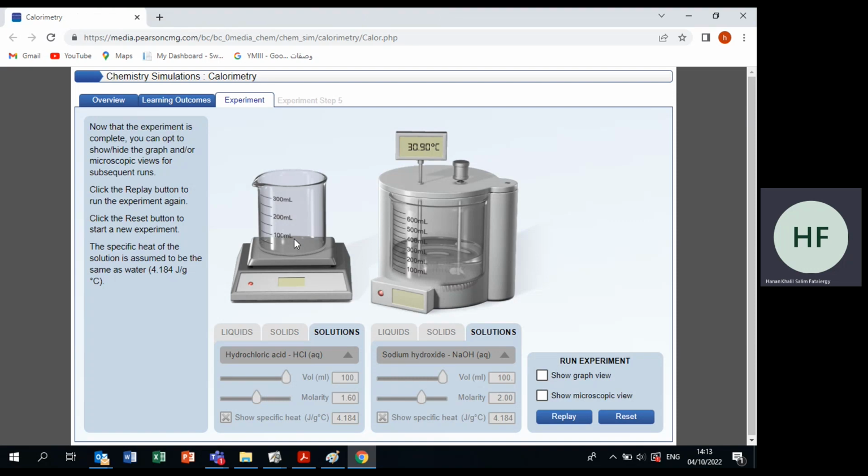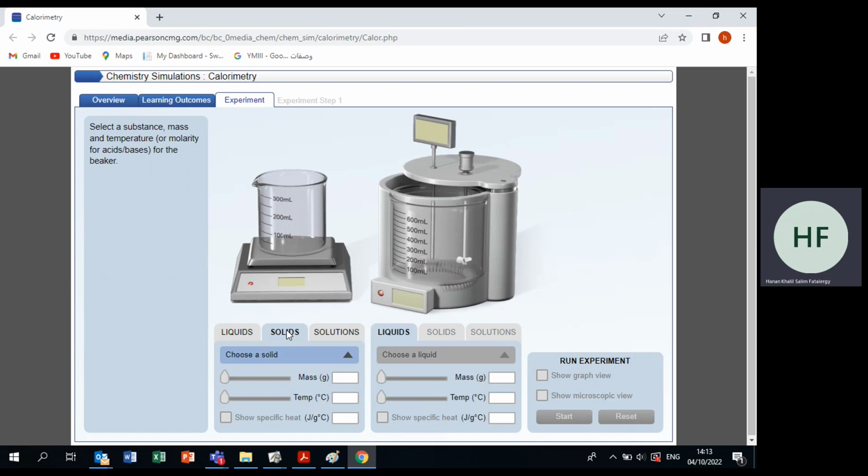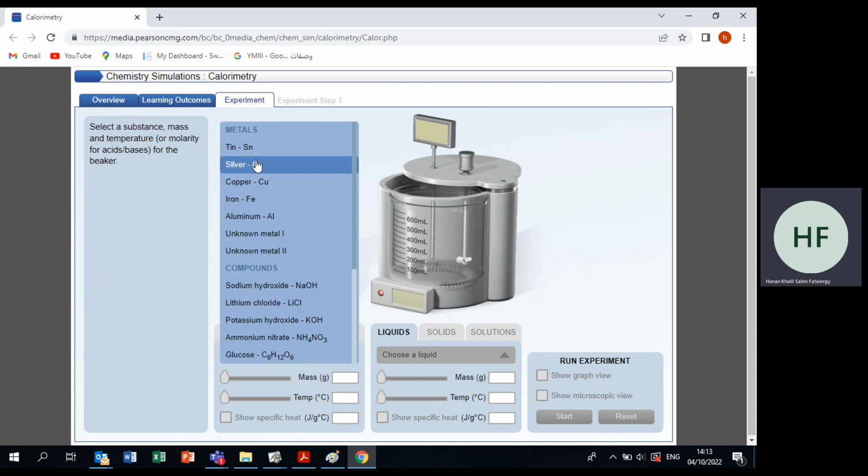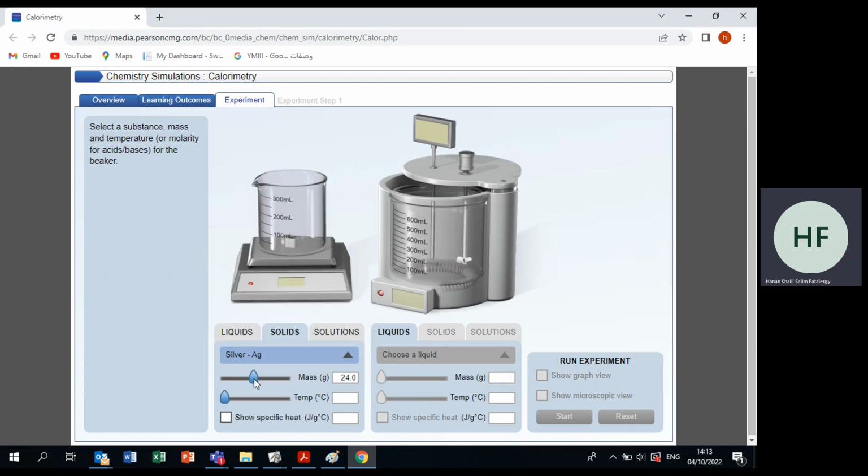Okay, now another experiment that we can do using this is we can use a solid. For example, let's choose silver and I will choose a mass of silver equal to 35. See, as when I increase the mass, the size of the cube will increase. Okay, let's say the mass is 50 and the temperature is 200 and the specific heat is 0.23. Now this is solid, this is not aqueous, so the specific heat will not be 4.18.